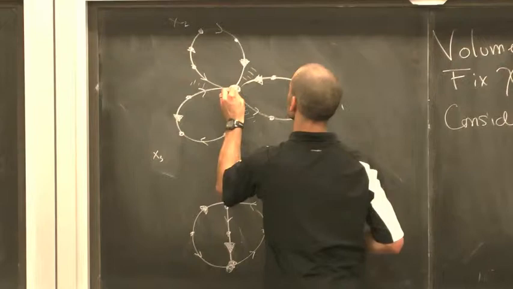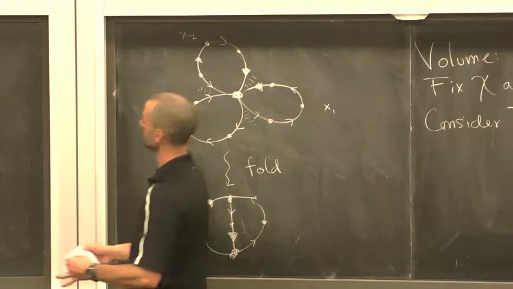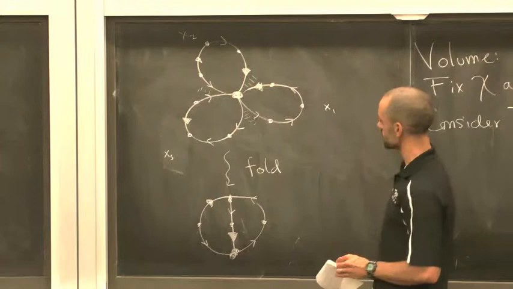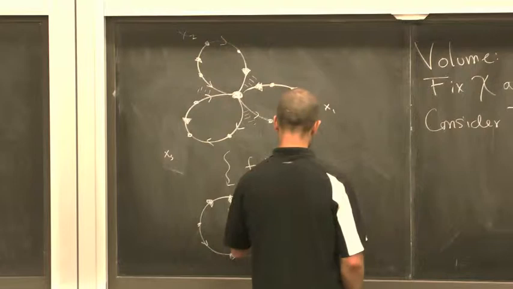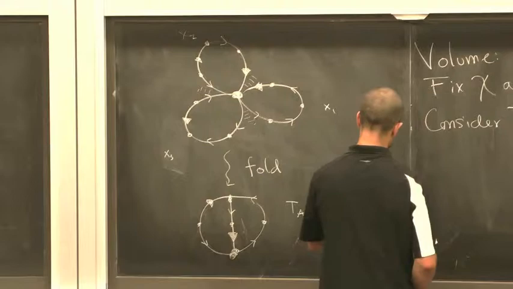Write down the generating set for your group. Make a wedge of circles, label each of those circles, fold as much as you can until you get down to something where it's no longer possible to fold at all. This is the core. And so you see that the volume here is 6.